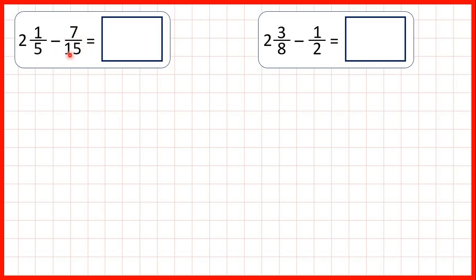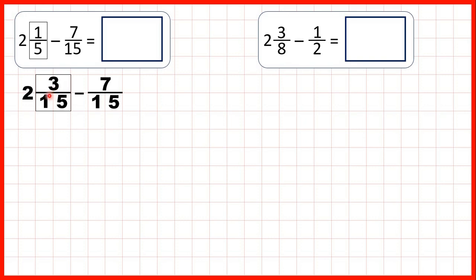We know that to subtract fractions we need the denominators to be the same, so we need to find an equivalent fraction to 1/5 which has a denominator of 15. So we can write 2 1/5 as 2 3/15. That's equivalent because 5 times 3 is 15 and 1 times 3 is 3. But we need to subtract 7/15 and we only have 3/15 in our mixed number.